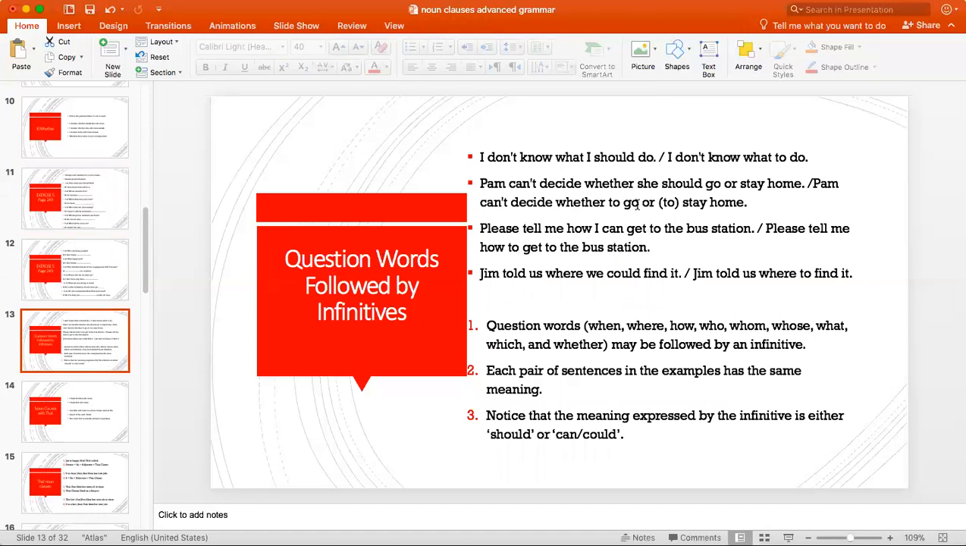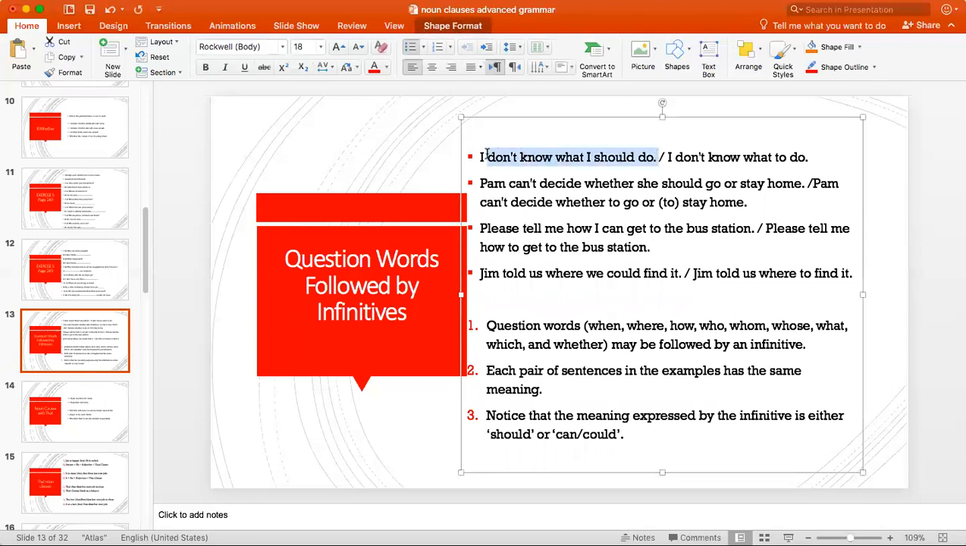Now, sometimes you could simply get rid of the subject and verb after the question words and use an infinitive. This helps if you want to create sentence variety. I don't know what I should do. This is a complex sentence. We have two subjects, we have two verbs. And the noun clause here is the subordinate clause. But this same sentence can be said in other words: I don't know what to do. Both are correct. Both basically have the same meaning.